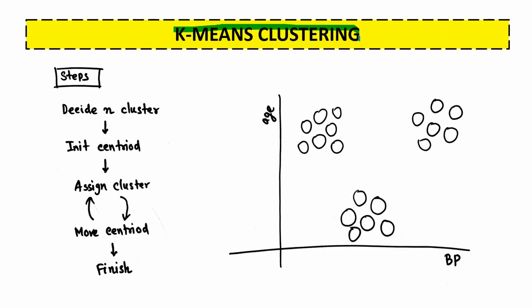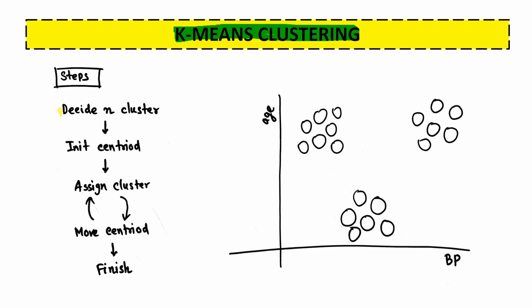K-means clustering is an unsupervised learning technique that is used to solve the clustering problem in machine learning or data science. It's also called a centroid-based learning algorithm. That means it will calculate the centroid of the data points. Let's take one example and try to solve this algorithm by following some steps.